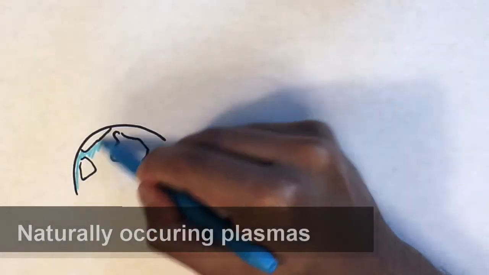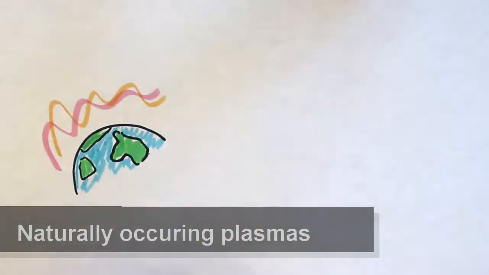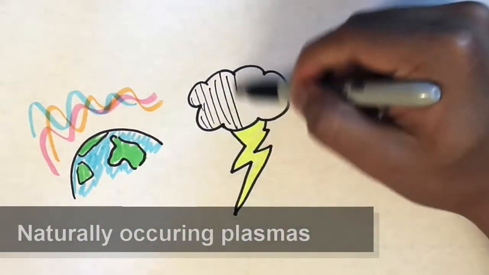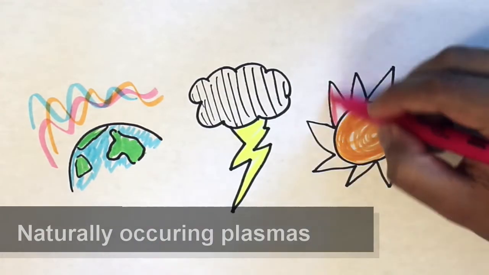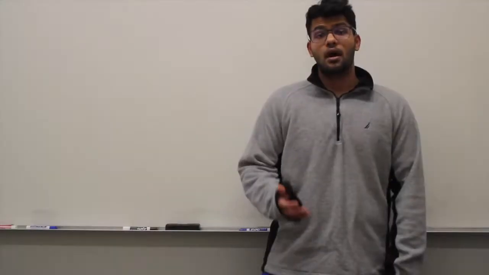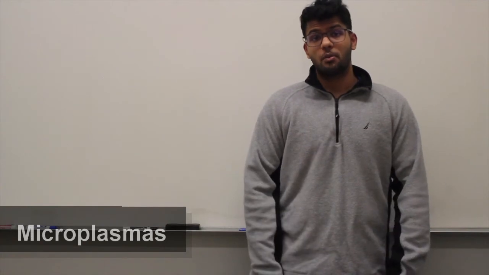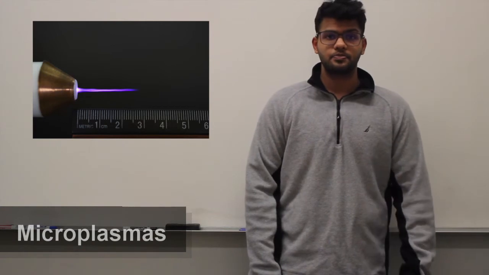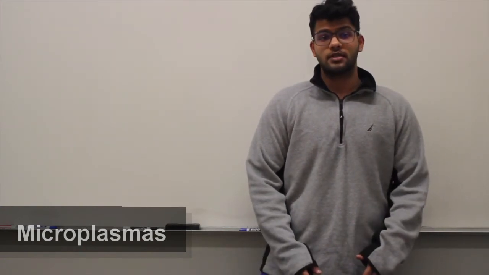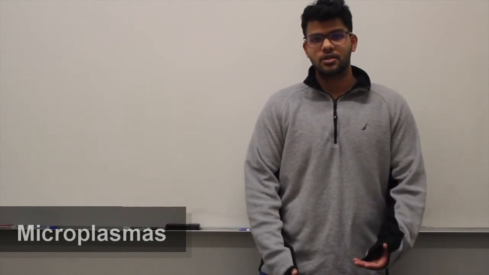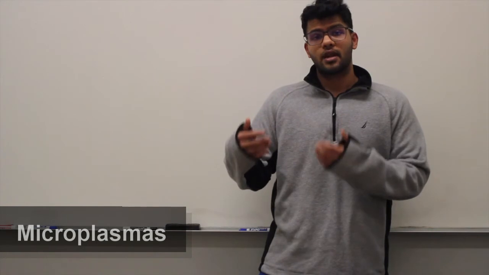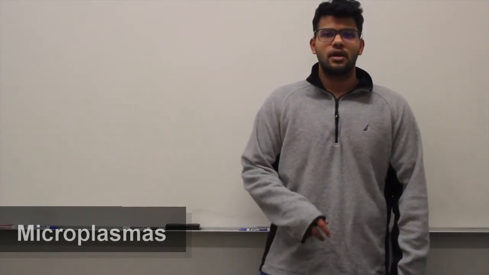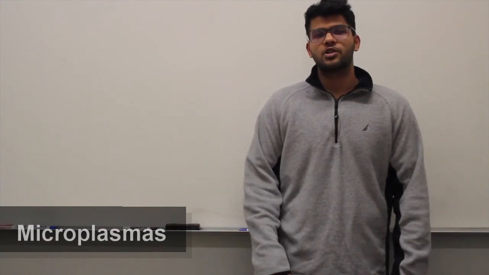Some examples of naturally occurring plasmas that you may have seen or heard of are things such as the northern lights, lightning, and even our sun is just a giant ball of plasma. Unlike these naturally occurring forms of plasma, microplasmas can exist from the centimeter all the way down to the nanometer scale. These plasmas can also exist in a state that is not in thermodynamic equilibrium, which is to say that the electron temperature is significantly higher than the temperature of the ions and the neutral particles. In such cases, the plasma can be referred to as a cold plasma.